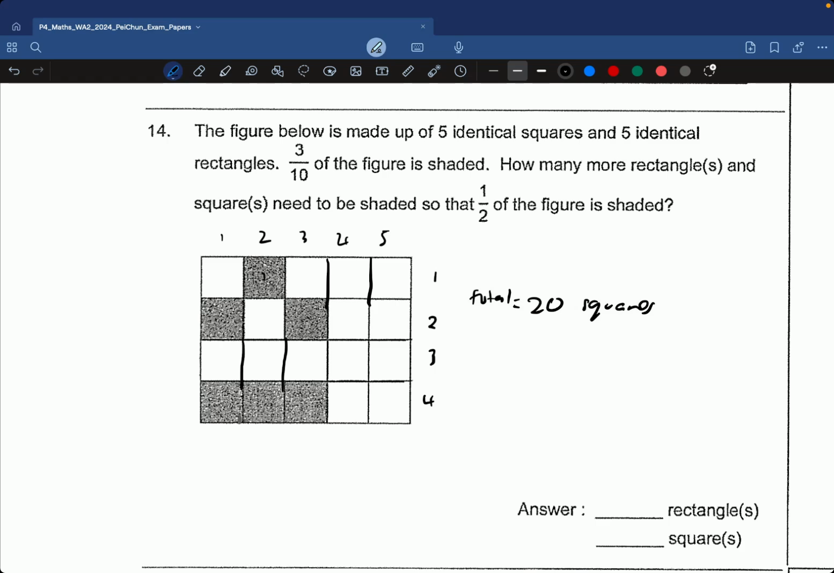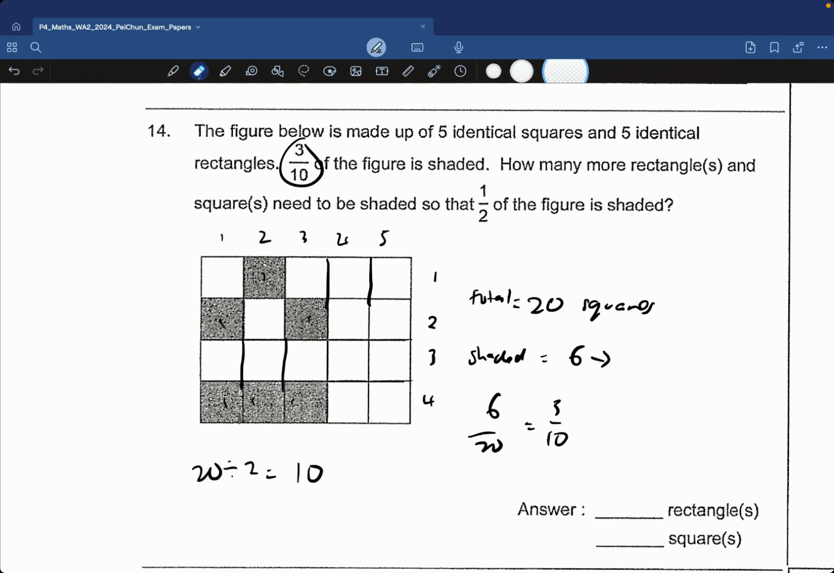And what's the shaded? 1, 2, 3, 4, 5, 6. Okay, so shaded is 6. Right, so 6 out of 20 is equal to 3 out of 10, which is exactly what it is. Right, so now we want to get it into half. So what is half of 20? So 20 divided by 2, or half, is actually 10. So that means we need 4 more, right? So 10 minus 6 is equal to 4 more squares.